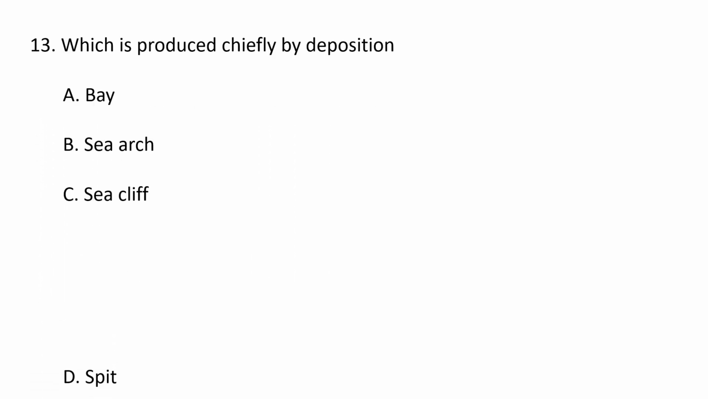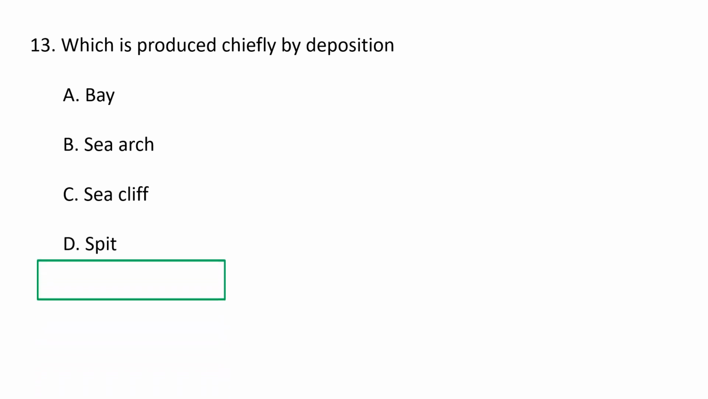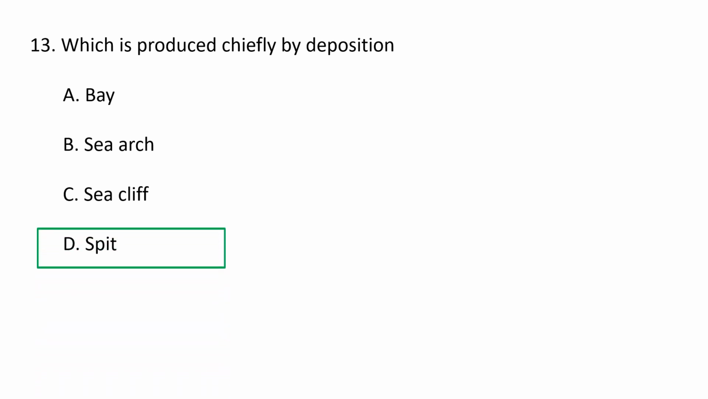Next question. Which is produced chiefly by deposition? A, bay, B, sea arch, C, sea cliff, D, spit. So the correct option is spit. Spit is produced chiefly by deposition. The spit coastal feature is largely formed by the deposition of sediments like sand by huge water bodies such as oceans or seas, and it is usually a sand bar, a type of deposition bar forming a part of the beach landform of the coast or the shores of lakes. So spit is the correct answer.